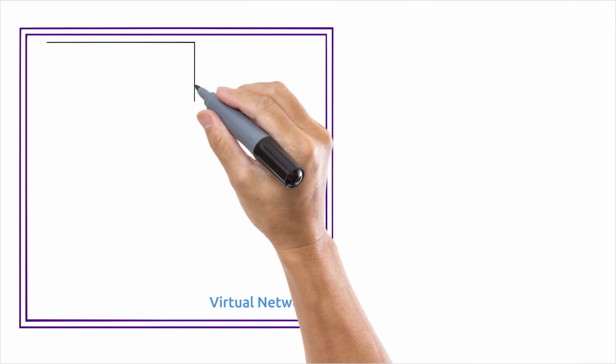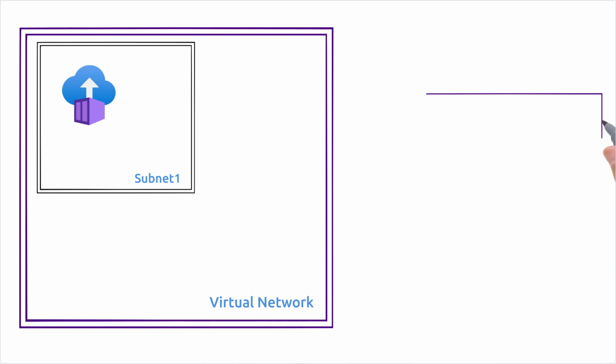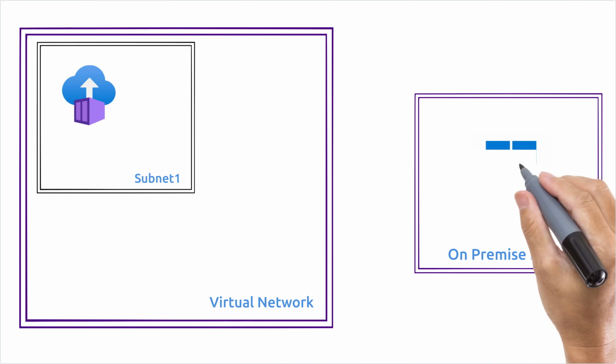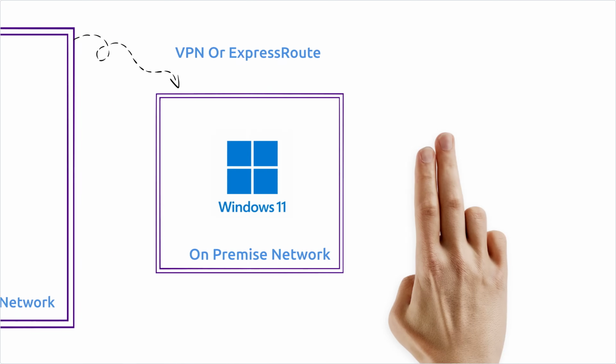Azure Container Instances lets you deploy containers directly into an Azure virtual network. When you place them in a specific subnet, these containers can securely connect with other resources in the same network, including resources on your local network via VPN or ExpressRoute.